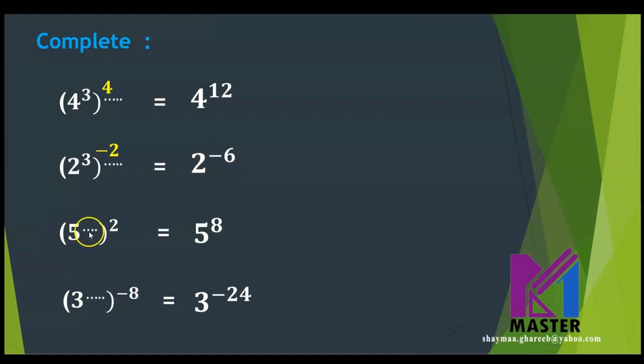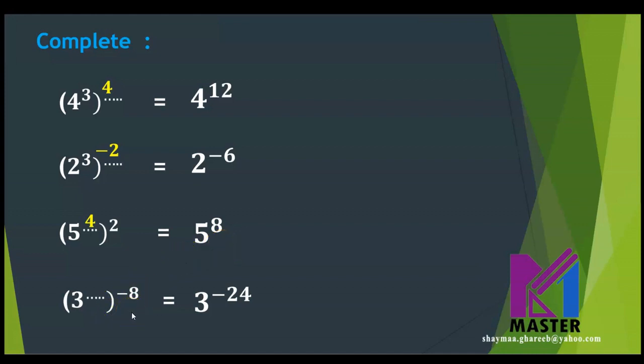5 to the power of what, to the power of 2. We need to find the missing power here. We're going to do exactly the same. I need these two numbers, the product of them, to be 8. So 2 times what gives 8? 2 times 4. Then the missing power here is 4. So 5 to the power of 4, to the power of 2, equals 5 to the power of 8.